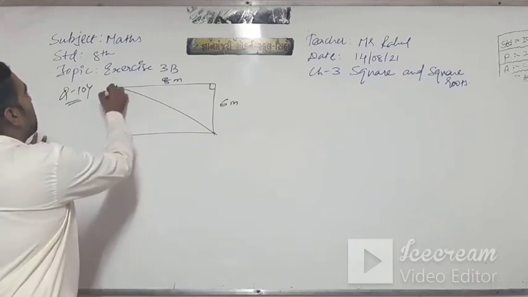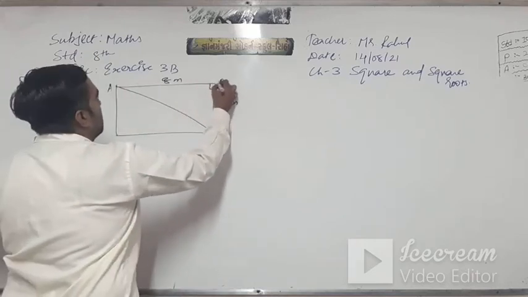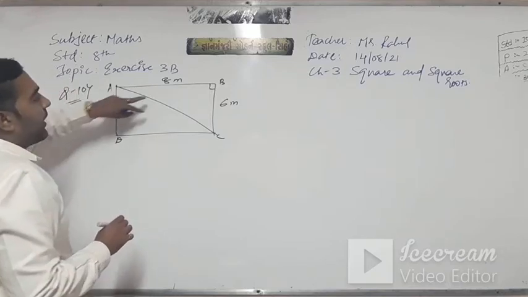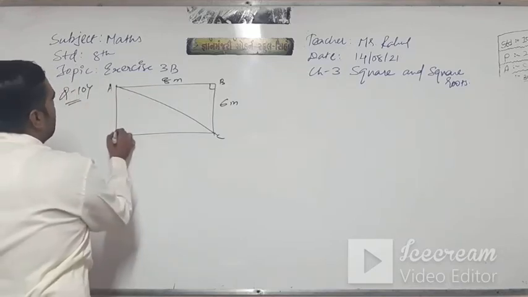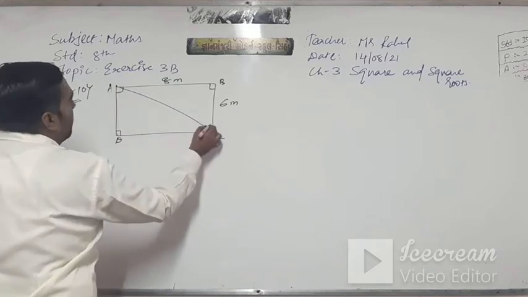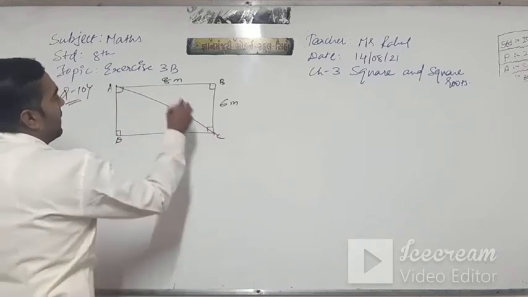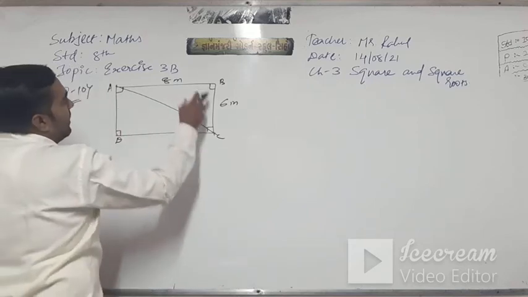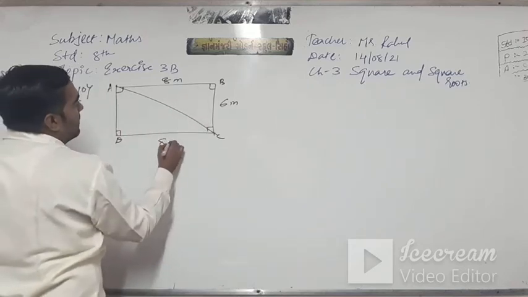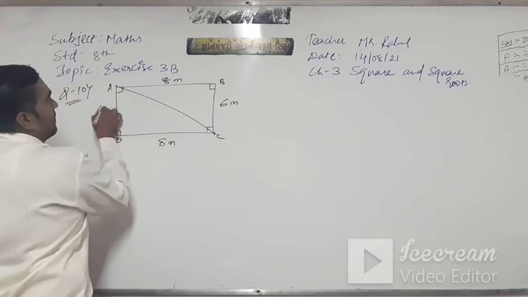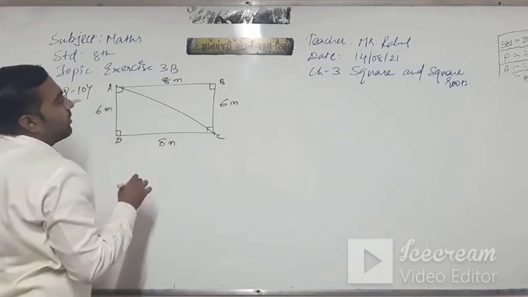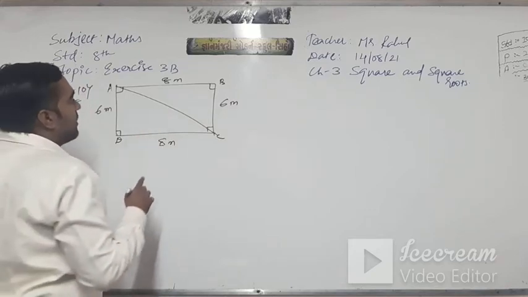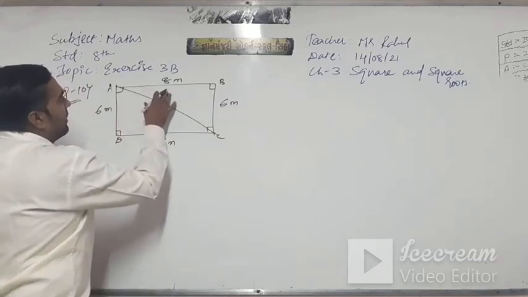Okay, now we take ABCD as a rectangle. In a rectangle, two triangles are formed. One of the triangles is triangle ABC and the other is triangle ADC. You have to take only one of the two triangles. Now I'll take triangle ABC.